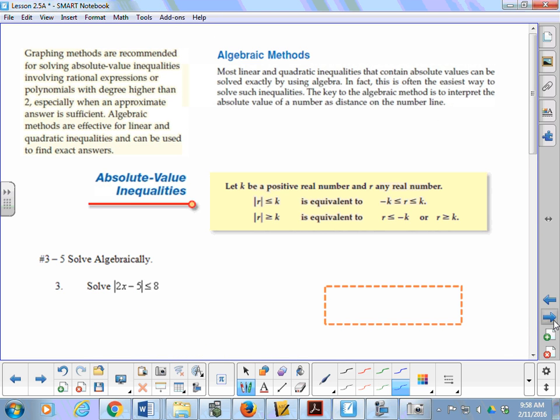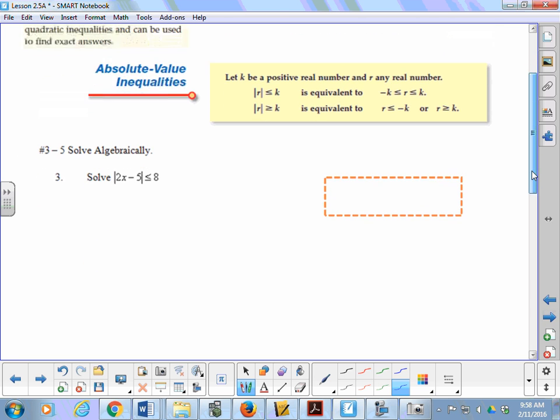All right, let's do it algebraically now. Now, here's the thing, okay? Absolute values. When you were solving the absolute value equations, what did you do algebraically? We wrote what was in the absolute value. We said it's equal to a positive and a negative, right?